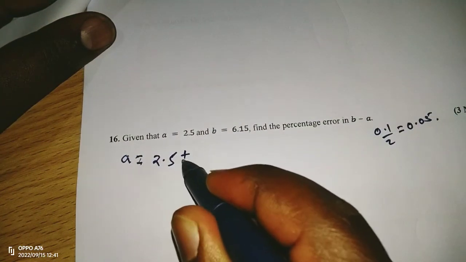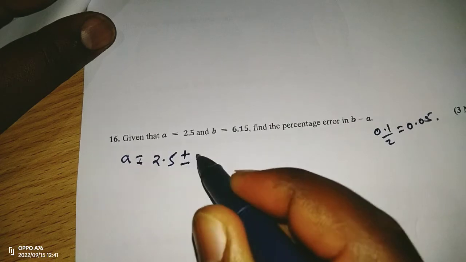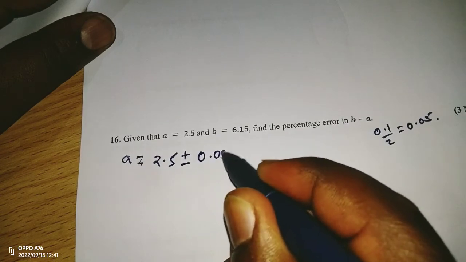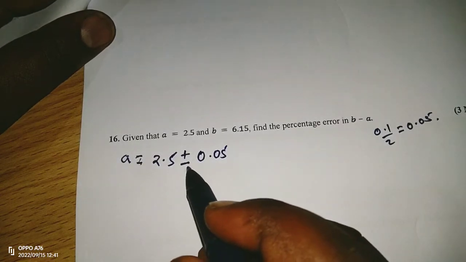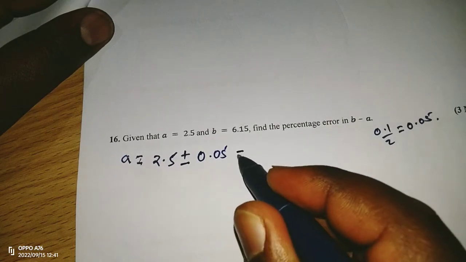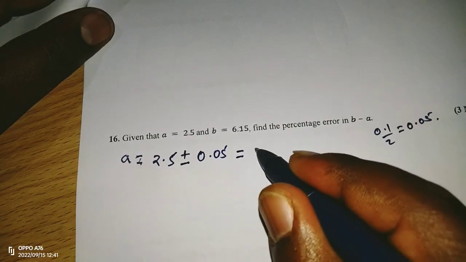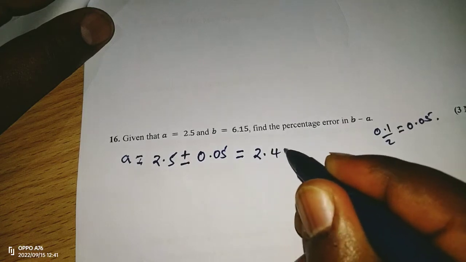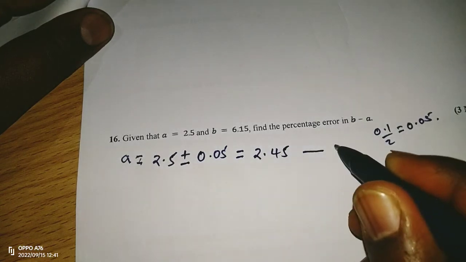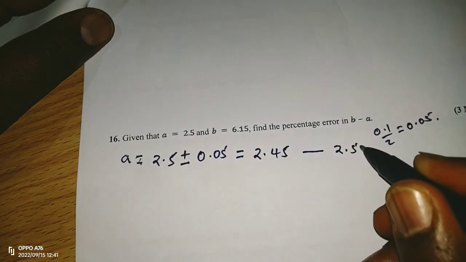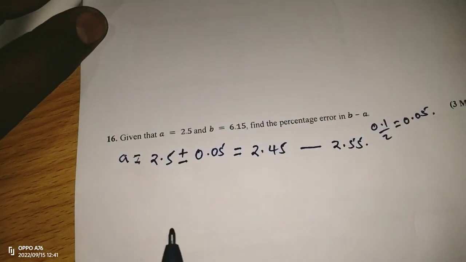So we shall add or subtract 0.05 to get the limits within which A lies. So this is going to be 2.45 up to 2.55 as the upper limit of A.